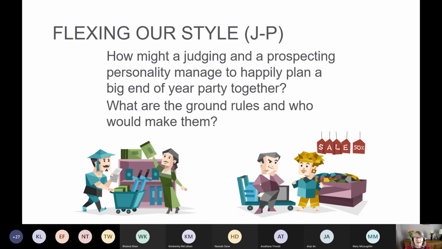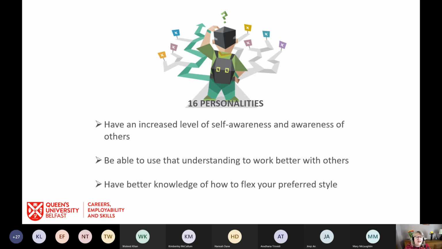So just some things to think around in terms of flexing your style. All of the information is in there, folks. You really just need to be knowledgeable about what your own style is and what the differences are for other people. And that's why I think it's important not just to know what it says in your report, but what it says about other people. What's the other end of the preference for other people as well? So that knowledge is important.